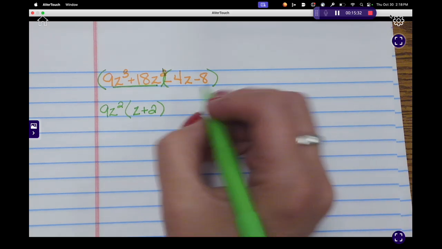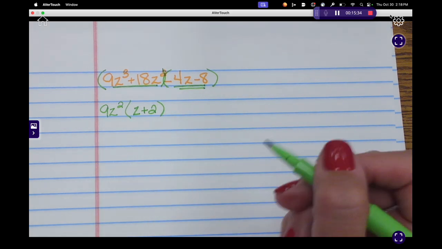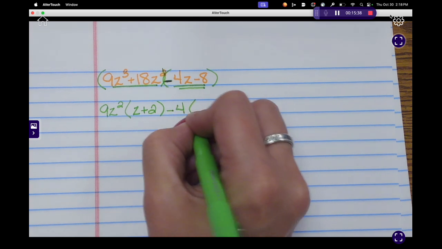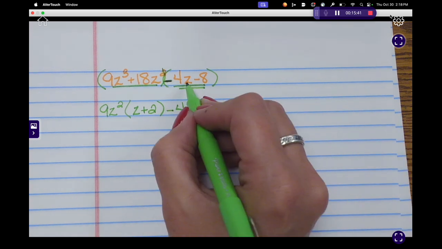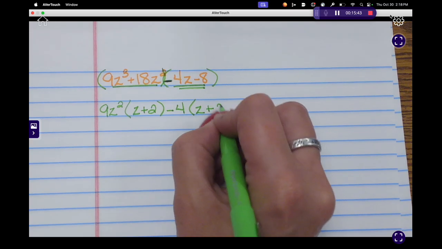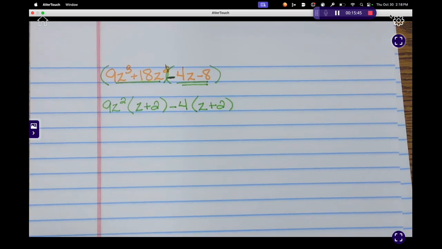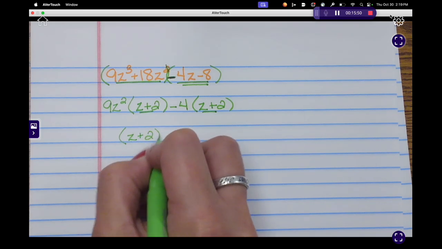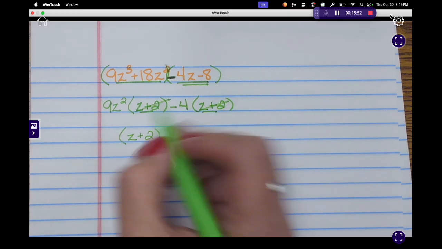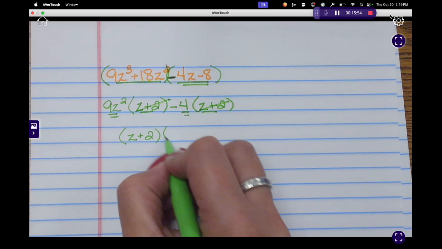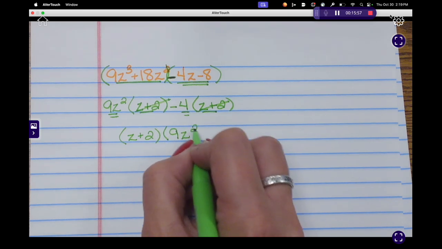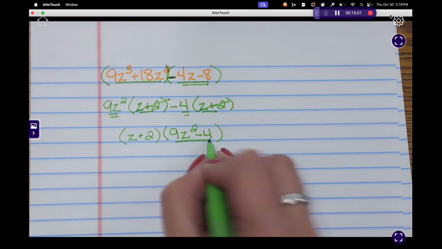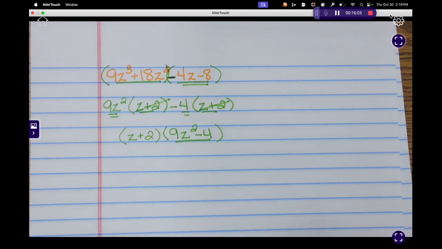Okay, so now looking at this one, same concept, very similar to the one that we just did. This first number is a negative, so I am going to take out a negative 4. And that would leave me with a positive z plus 2. So right here, my parentheses are the same. That is one of my answers. And then what I took out would be the other factor in parentheses. So that would be the 9z squared minus 4. And again, this one, hopefully you notice, is a difference of perfect squares.